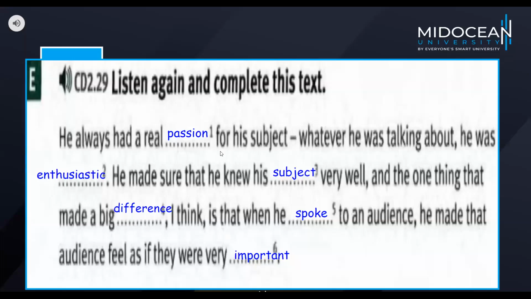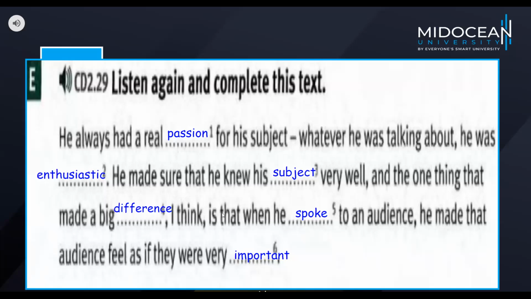Okay, so number one, passion. Passion means enthusiasm. He had a real passion for his subject. Enthusiastic also means excited; enthusiasm is the noun and enthusiastic is the adjective. He made sure that he knew his subject very well. Made a big difference means made a big change.